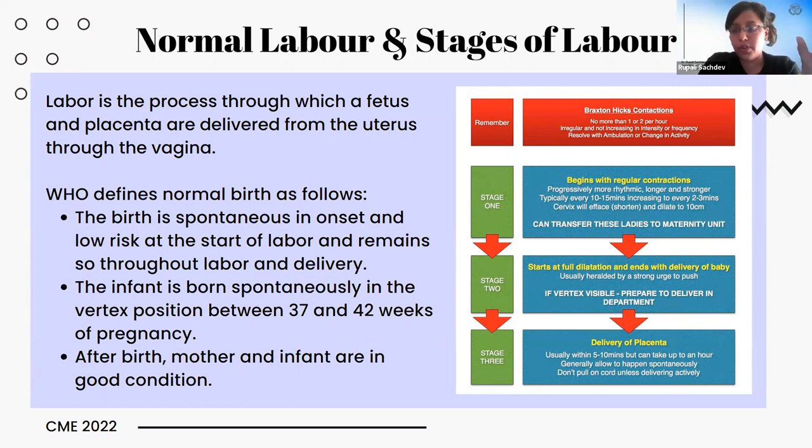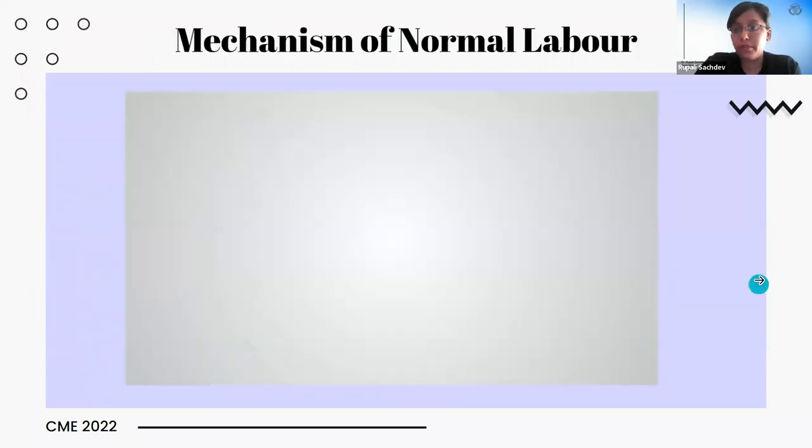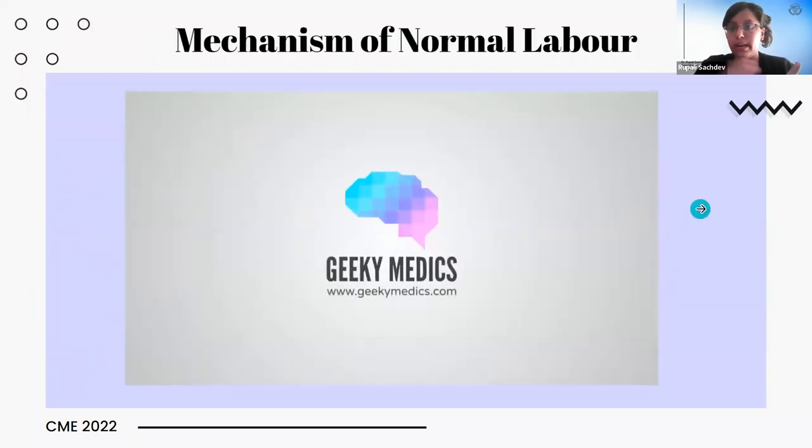So first stage is from when your contractions start to maximum dilation, that is 10 centimeters. Stage two is with full dilation, that is from 10 centimeters onwards to the delivery of the baby. There is a strong urge from the mother to push. And if everything progresses smoothly, you move on to the third stage, which is the delivery of the placenta, which usually happens between 5 to 10 minutes, but can take up to an hour. You should normally allow it to progress spontaneously and not pull on the cord while the delivery is happening. Okay, we have a video to show you how normal labor actually progresses.